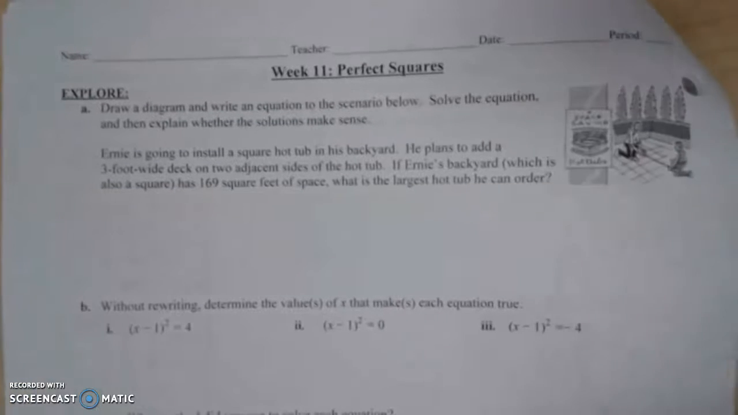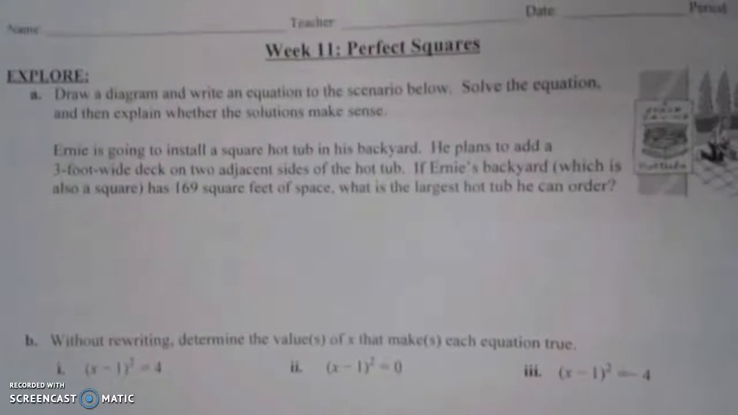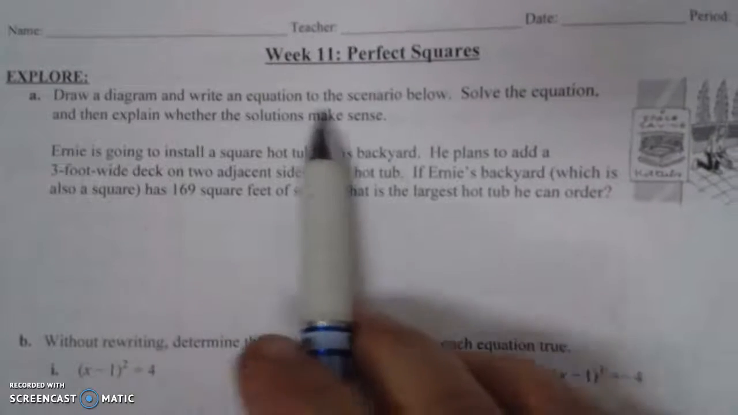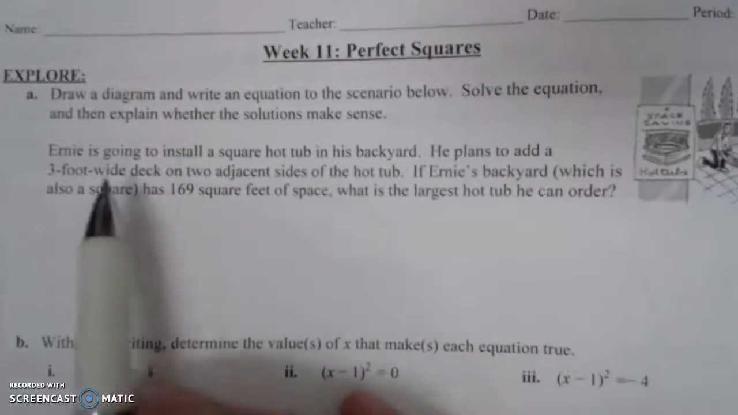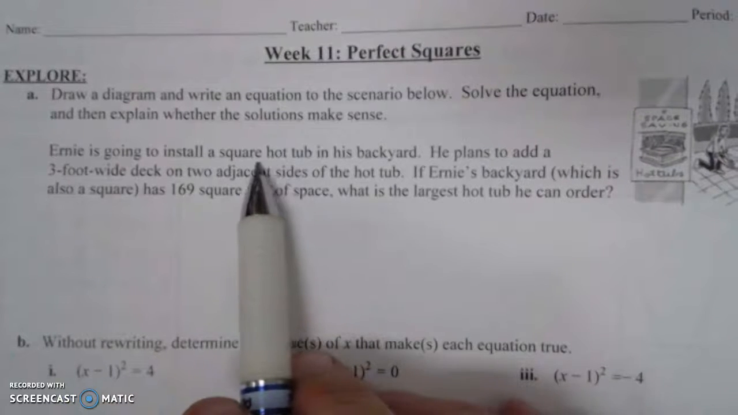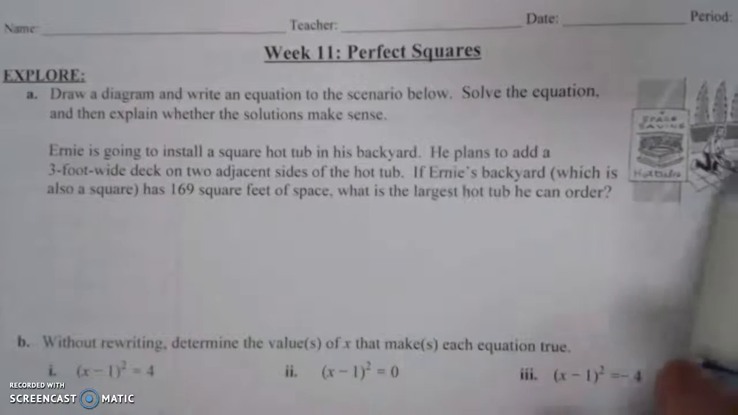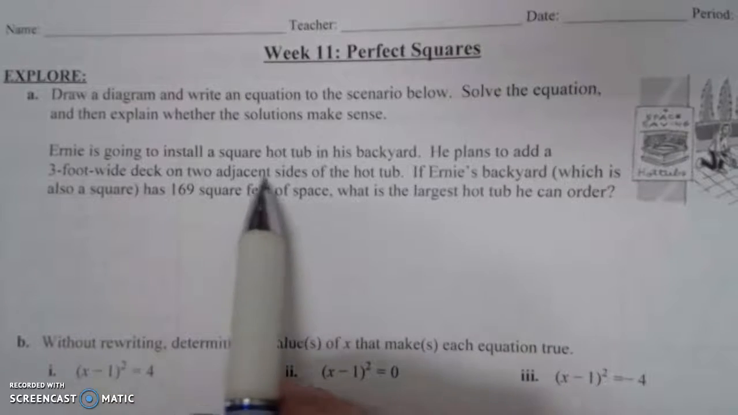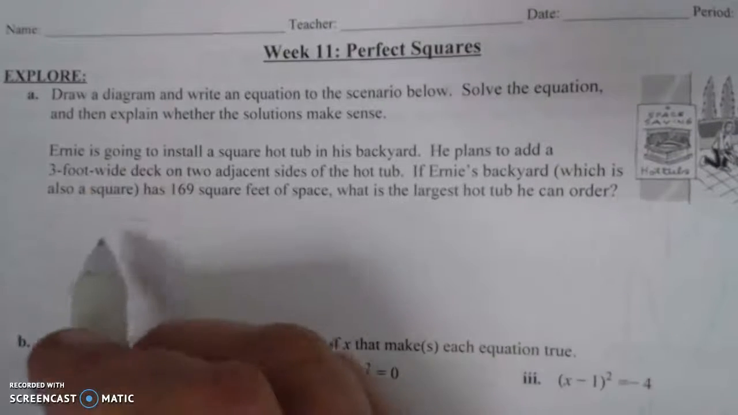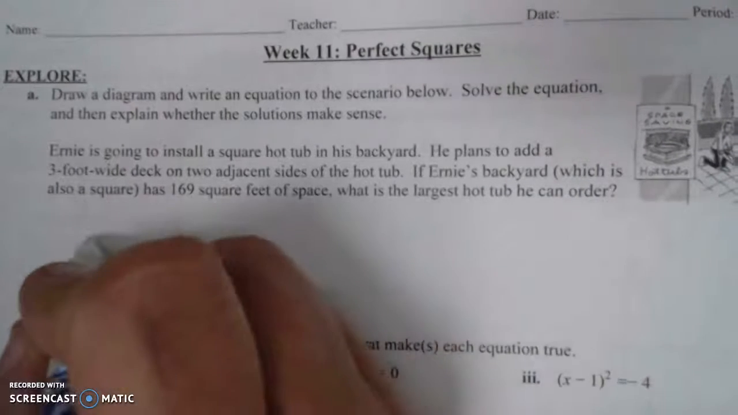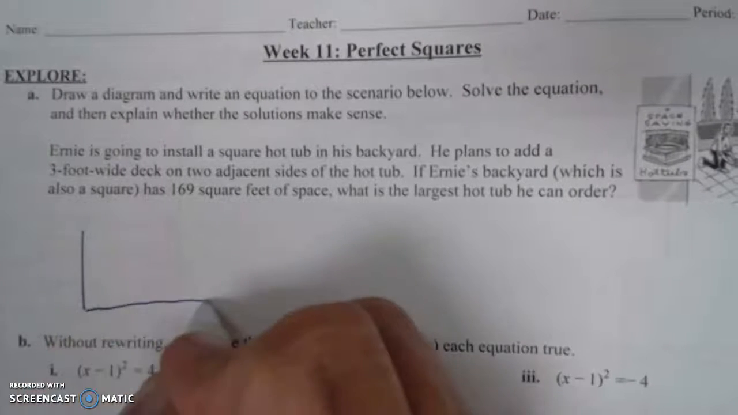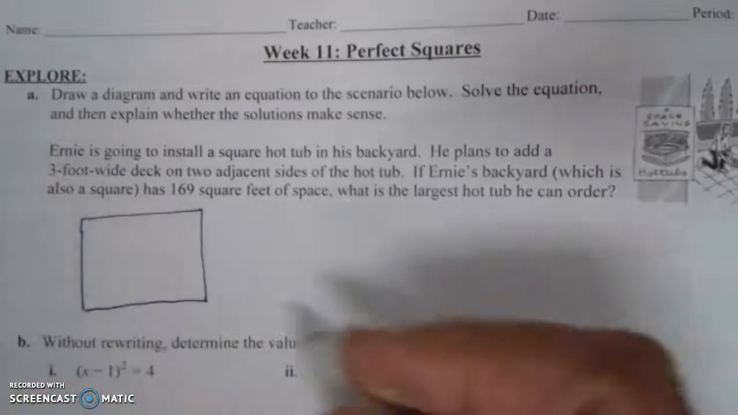So let's look at this first scenario here. Draw a diagram and write an equation to the scenario below. Solve the equation. Okay, Ernie is going to install a square hot tub in his backyard. So here's his backyard. He plans to add a 3-foot wide deck on 2 adjacent sides of the hot tub. So adjacent means next to again. His backyard, which is also square, has 169 feet of space.